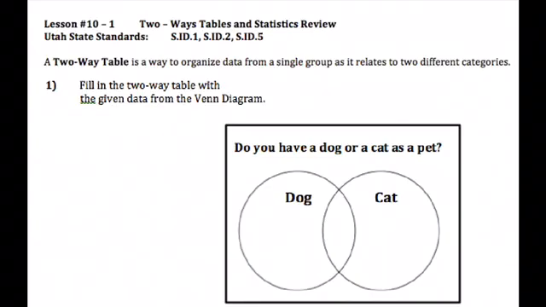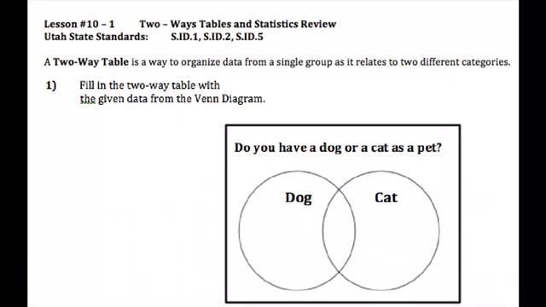Okay, lesson for today. We are going to talk about a two-way table. And it says that a two-way table is a way to organize data from a single group as it relates to two different categories. And we're going to fill in the two-way table with the given data from the Venn diagram. So first of all, I need to give you the information to put in your Venn diagram.